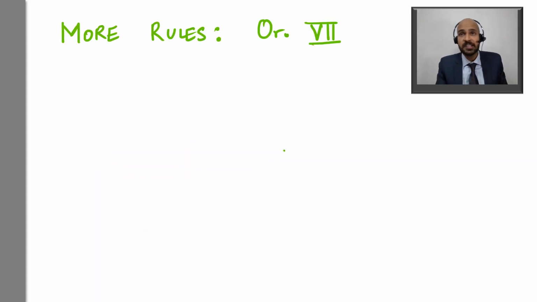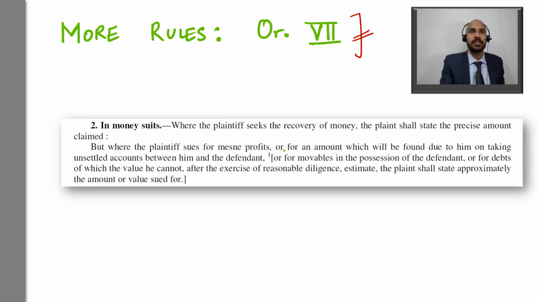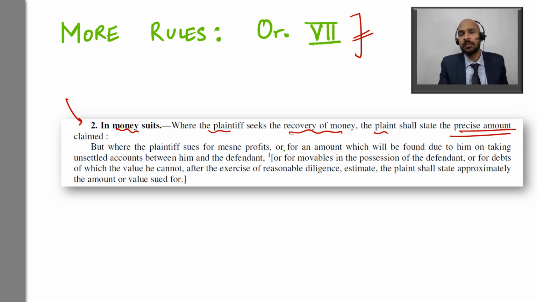Like with Order 6, I would recommend for you to look at all the rules of Order 7. Let's quickly go through a couple of those now. For example, let's take Rule 2 of Order 7, which says that in a money suit, which is basically a suit where the plaintiff seeks the recovery of money, the plaint shall state the precise amount of money claimed. Right? You can read all of this in greater detail.